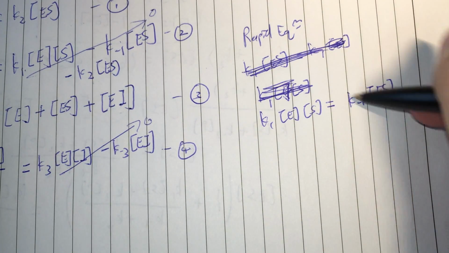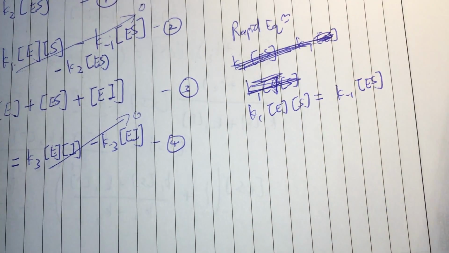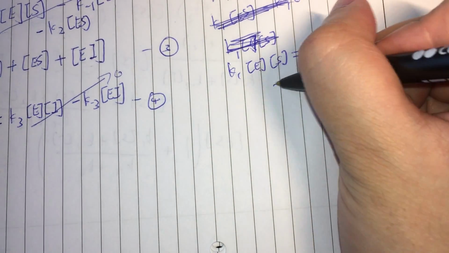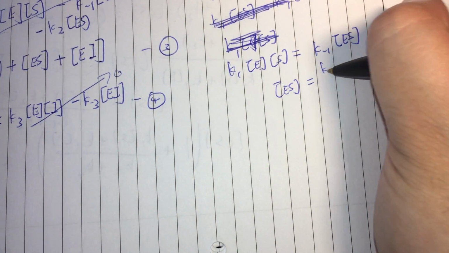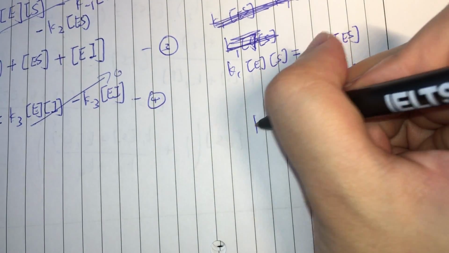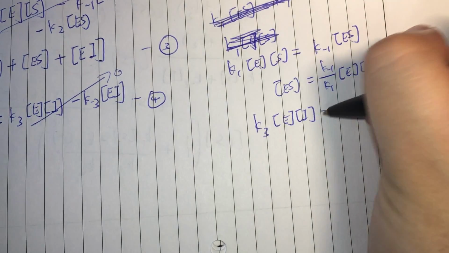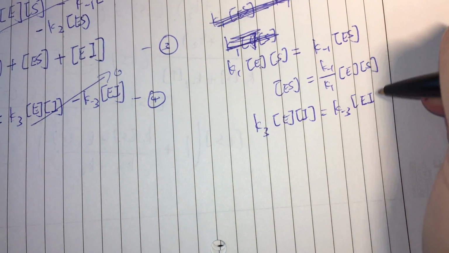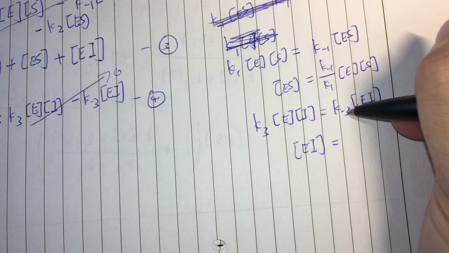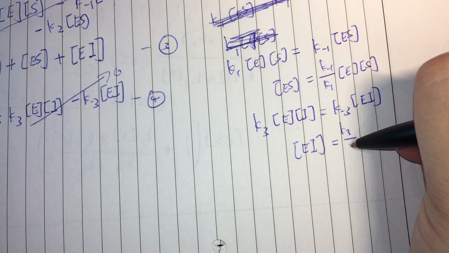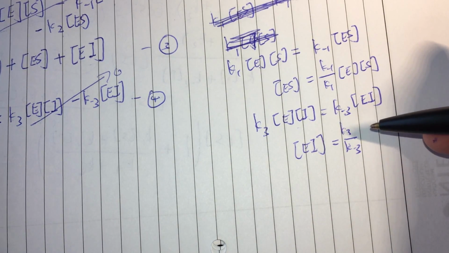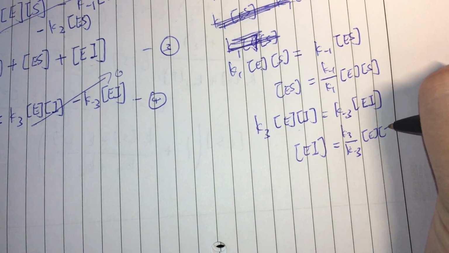Okay, so let's just shift this around so that we have ES on top, E and S on the bottom. So we'll make ES the subject equals K minus 1 over K1 into E into S. Likewise, K3 E into I equals K minus 3 into EI. This is under rapid equilibrium, so I'll do a similar thing. Okay, so this goes to the bottom. K3 over K minus 3 into E and I.